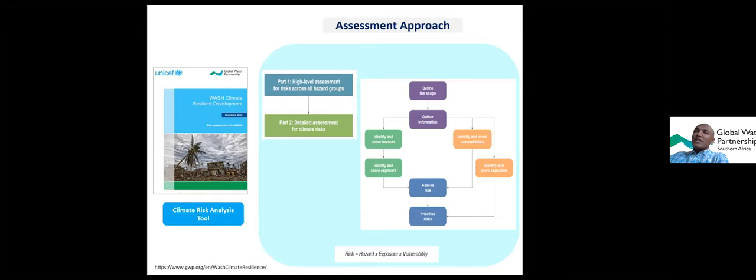So in terms of process, we will identify the hazard and score it. Then we'll identify and score exposure, and then identify and score vulnerabilities and also capacities. And at the end of the day, you do your aggregated climate risk analysis. And finally, you'll end up with a prioritized list of climate risks for the WASH program. Next slide, please.